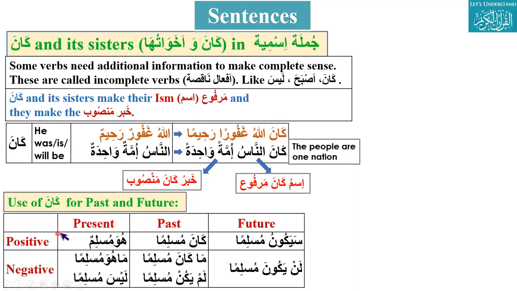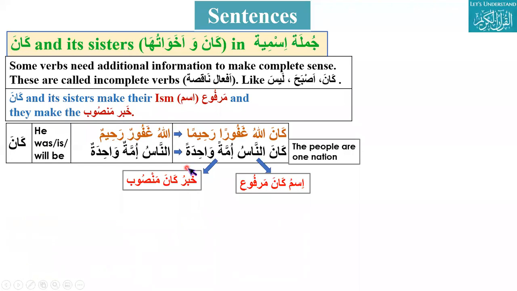Brother, I have one question. Last class, Ma and Laisa also make the khabar mansub. So can we say kana, ma, laisa, everything makes the khabar mansub? Easy to remember. Yes, you can remember it that way, but we discussed those things to make jumla ismiya negative, how you can make a jumla ismiya negative. So we use ma, laisa, and ma plus ba, and laisa plus ba. So that is used to make jumla ismiya negative.